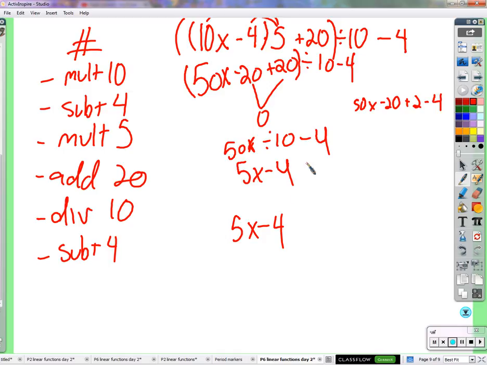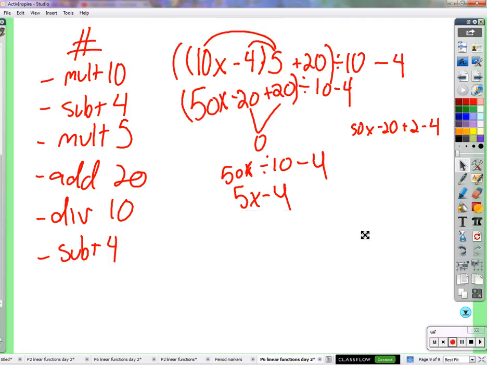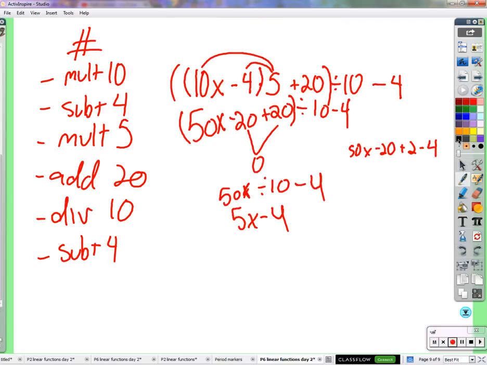10x, 5x minus 4. All right, let's see if we're catching on to what I want you to see here. Let's take the number 5 and plug it in there for x. In this original expression here, plug 5 in for x.